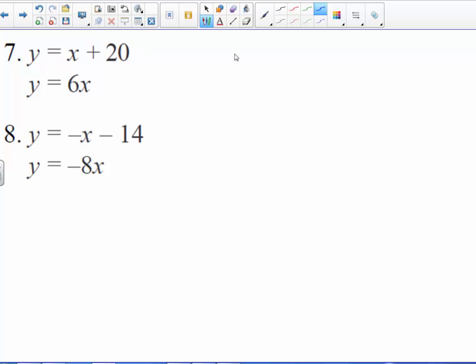Solving linear systems algebraically or graphically. The first one we have here is number 7 on the test review. We have y equals x plus 20 and y equals 6x. You pick one of the equations that's solved for a variable. This one's solved for y, which is an easy one to plug in. Y equals 6x, so we plug in that value for the y on the top. Instead of the y on top, we have 6x, and the rest of that equation equals x plus 20.